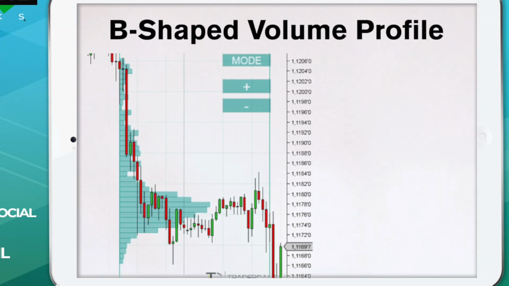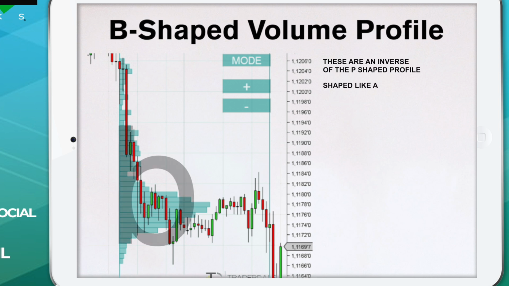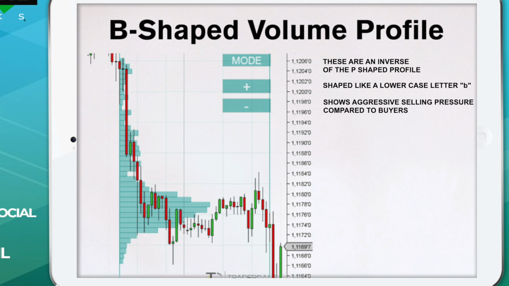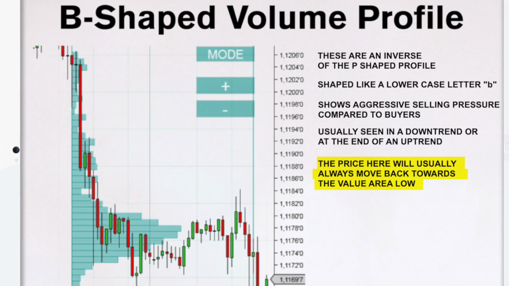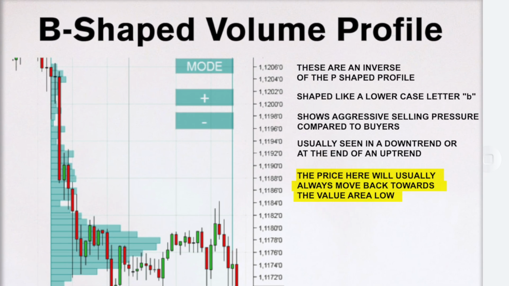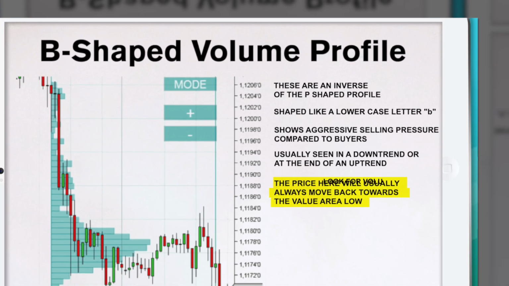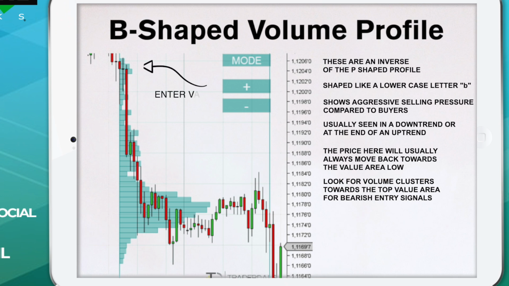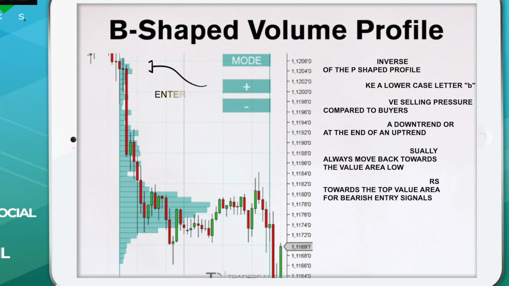Next is the B-shaped profile, and this is going to be the exact opposite or inverse of the P-shaped profile. A B-shaped profile looks like a lowercase b, and it shows aggressive selling pressure compared to buyers. You're usually going to see this in a downtrend or at the end of an uptrend. So price is usually going to retrace around the value area's low. We're going to have large volume at the bottom of the profile, and we will want to look for small clusters towards the top for the best bearish entry signals.